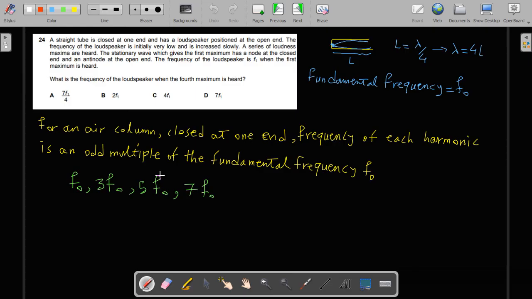Then, according to this point, for an air column closed at one end, the frequency of each harmonic is an odd multiple of the fundamental frequency F0. So if the fundamental frequency is F0, 3F0 will be the second harmonic, 5F0 will be the third harmonic, and 7 times F0 will be the fourth harmonic. We want the fourth harmonic in this question, so 7F0 will be the answer. So D is right.